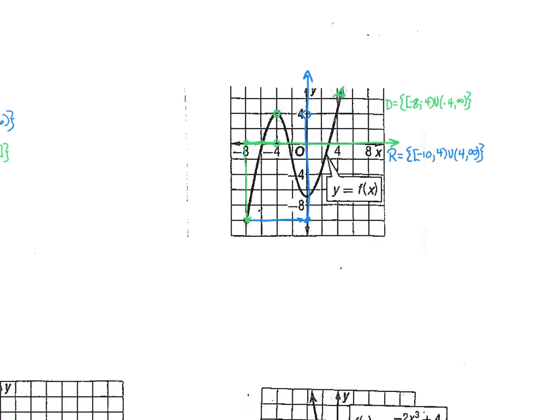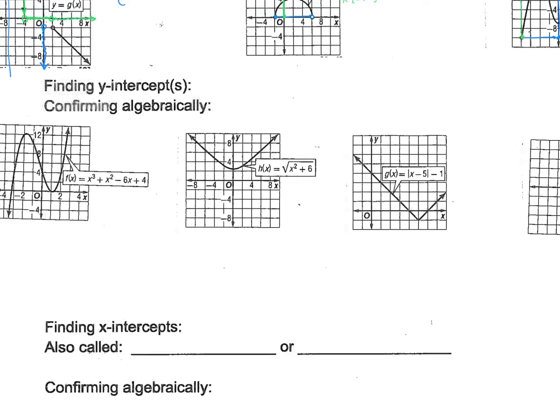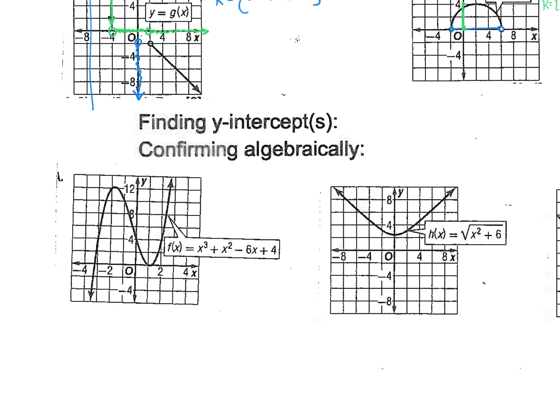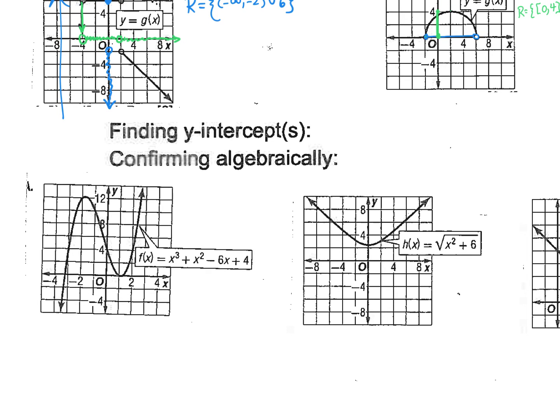So let's talk about something that is absolutely an easy thing and a review. Y-intercepts. How do we find the y-intercepts of something? What is the y-intercept of a graph? The y-intercept is where the graph crosses the y-axis.